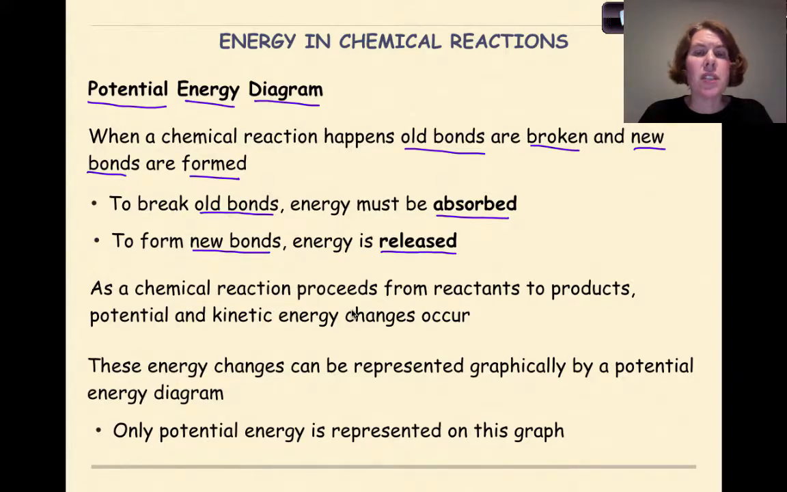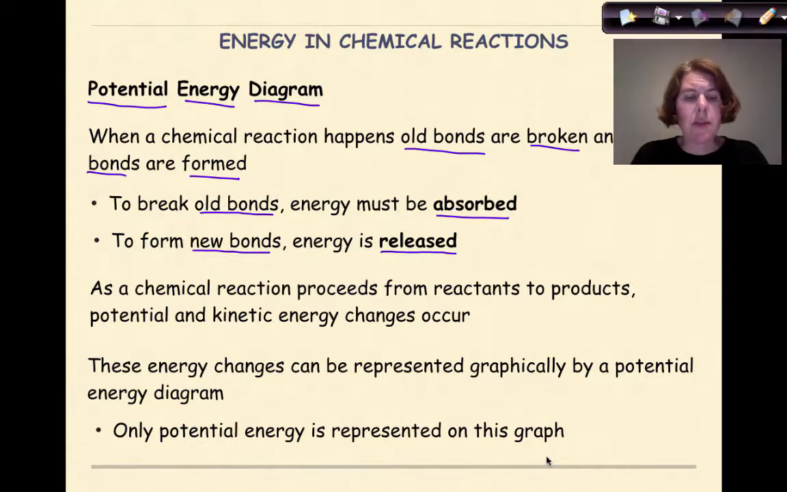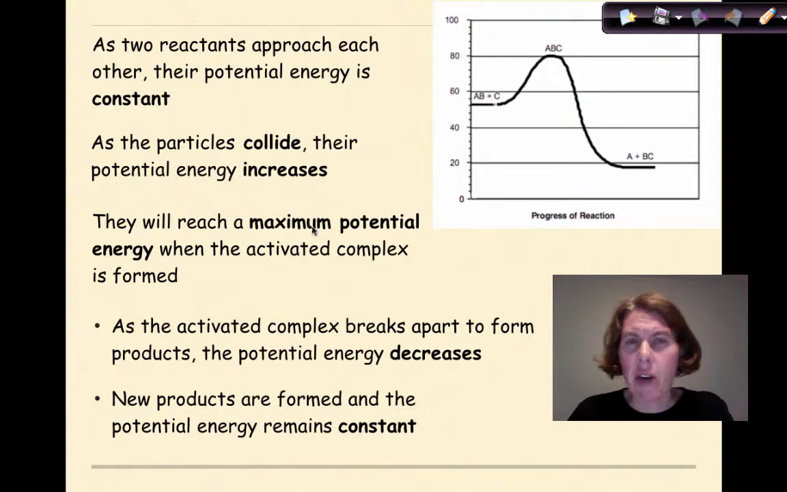As a chemical reaction proceeds from reactants to products, potential and kinetic energy changes will occur. These energy changes can be represented graphically by potential energy diagrams. Only potential energy is represented in these types of graphs. So let's look at a potential energy diagram and break down the different parts.